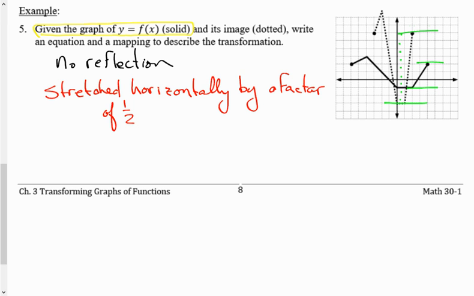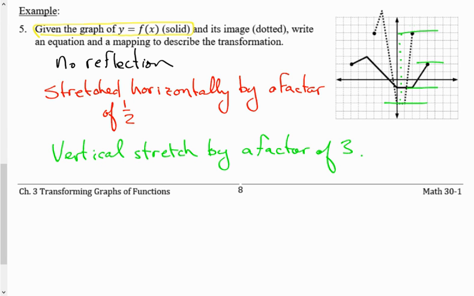So I'm going to word it slightly differently because there are different ways, different orders of the words. So I'll say it's a vertical stretch. Sometimes we say it's about the x-axis. I'll leave that out now. By a factor of 3. Okay?